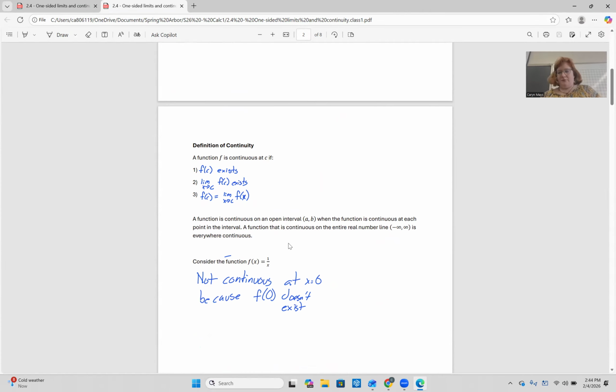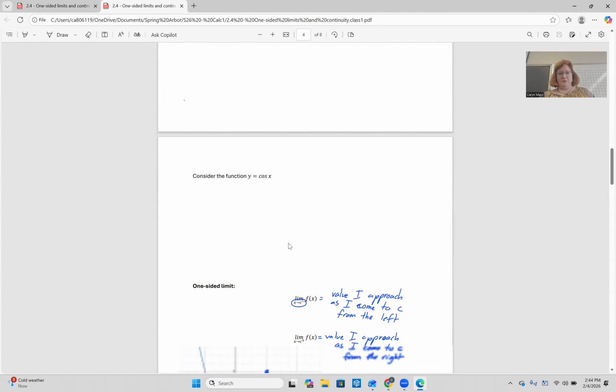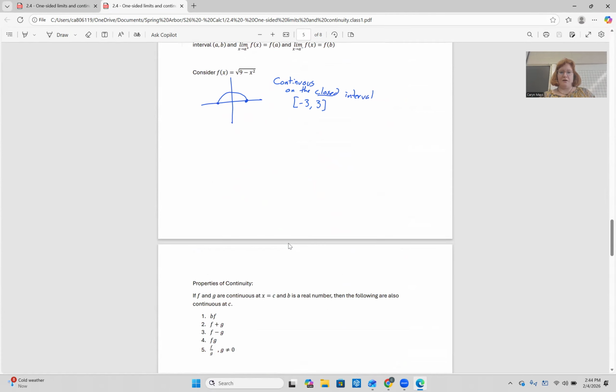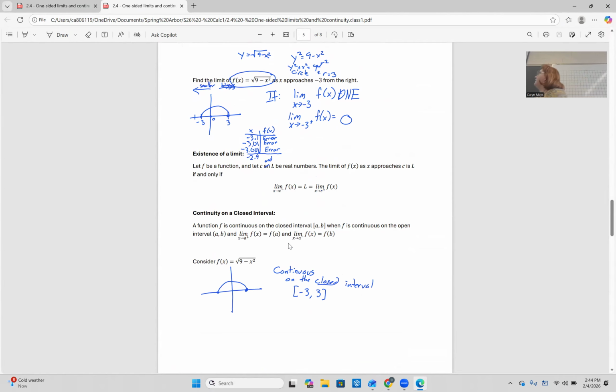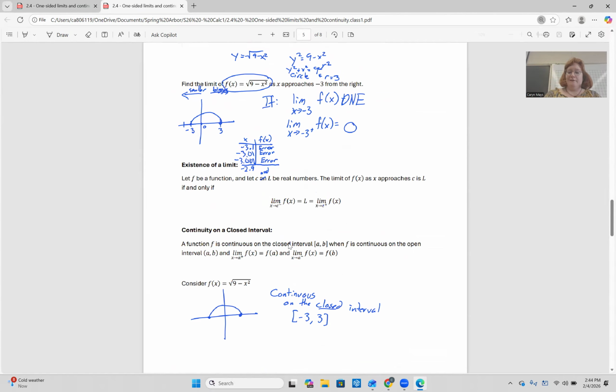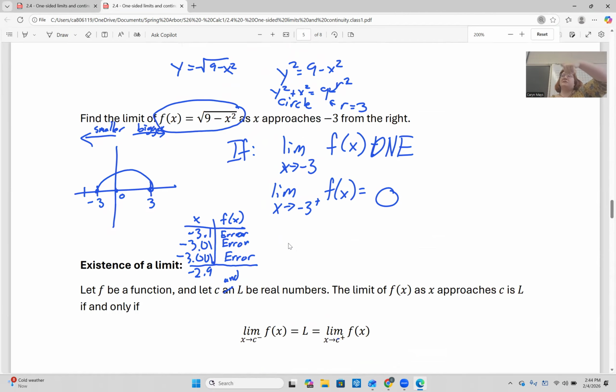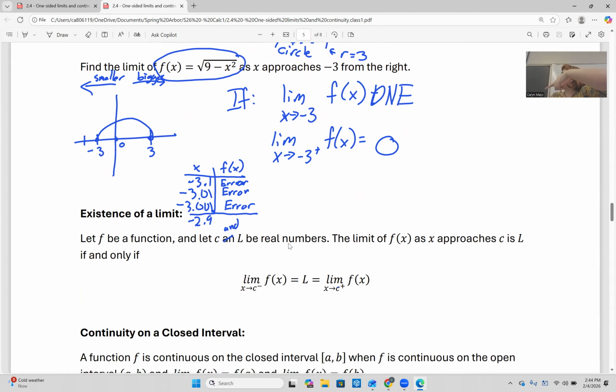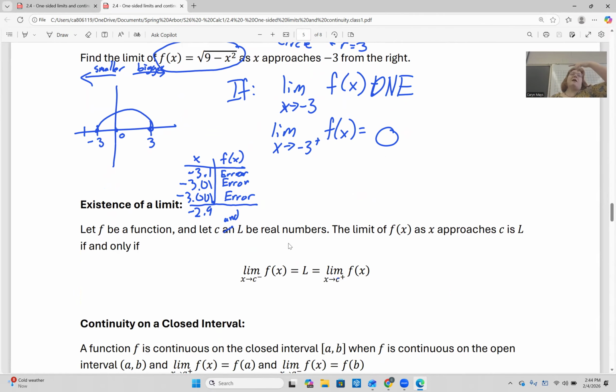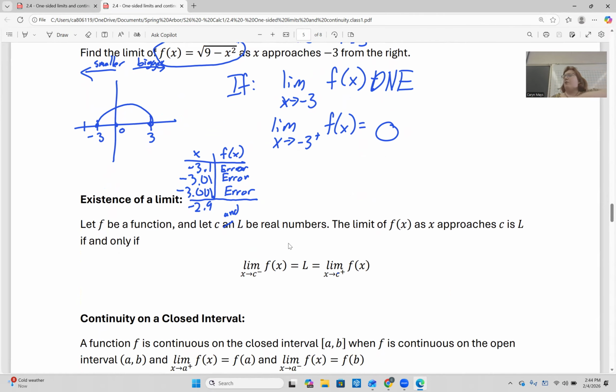So on Monday, we talked about continuity, and it's largely, does the function exist? Is it part of our domain? Does the limit exist? And then is the function and the limit the same at that point? It is, can I draw that function by hand without picking up my pencil?